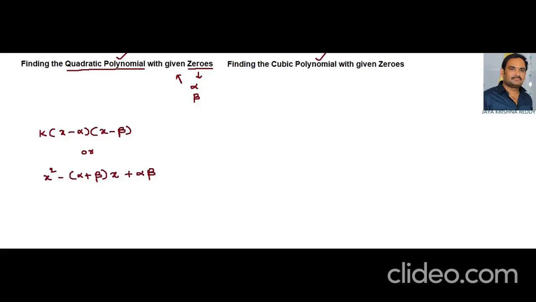In the same way, finding the cubic polynomial with given zeros. Cubic polynomial means it has at most three zeros. So let us consider the zeros as alpha, beta and gamma. If in the question the three zeros alpha, beta, gamma are given, then by using those zeros we have to find the cubic polynomial. So here we have to use the formula, that is x minus alpha into x minus beta into x minus gamma.